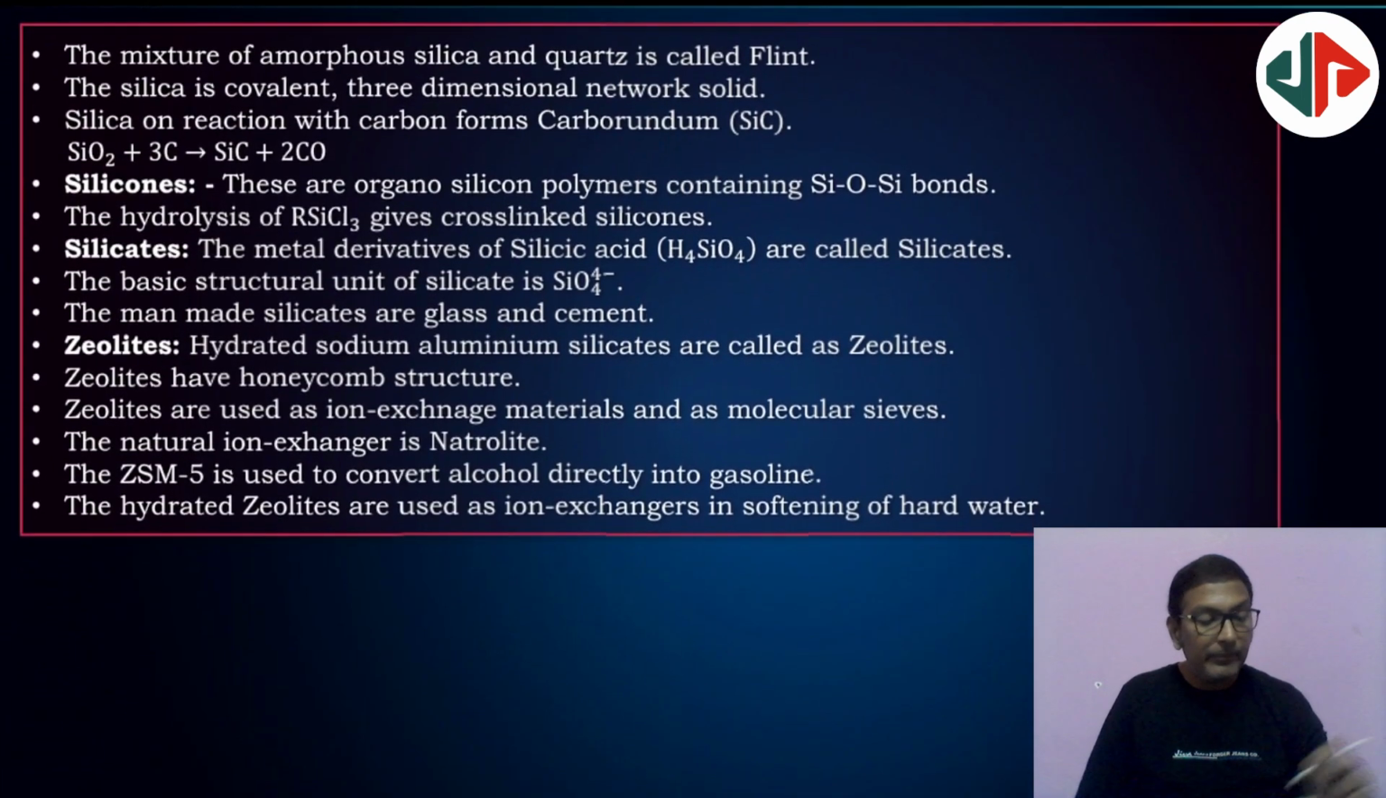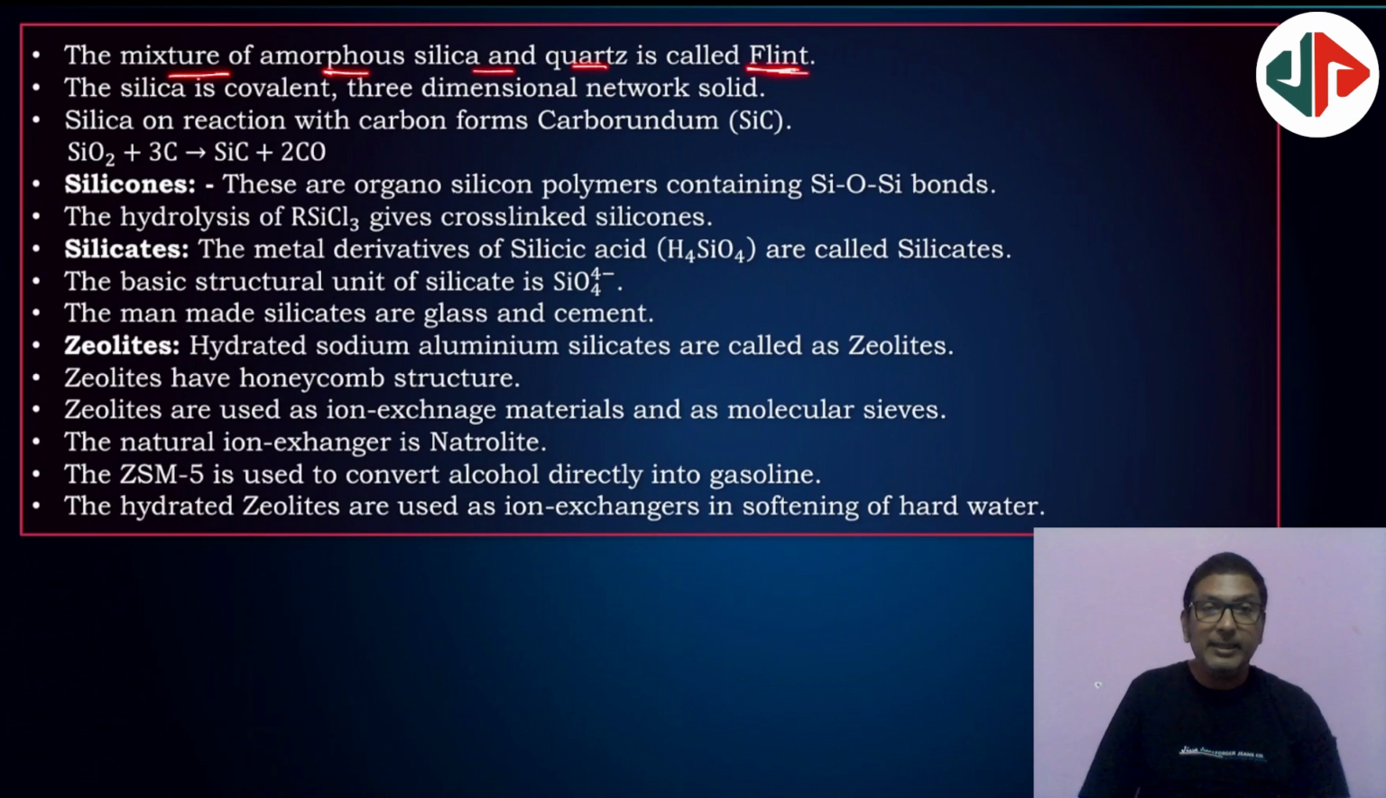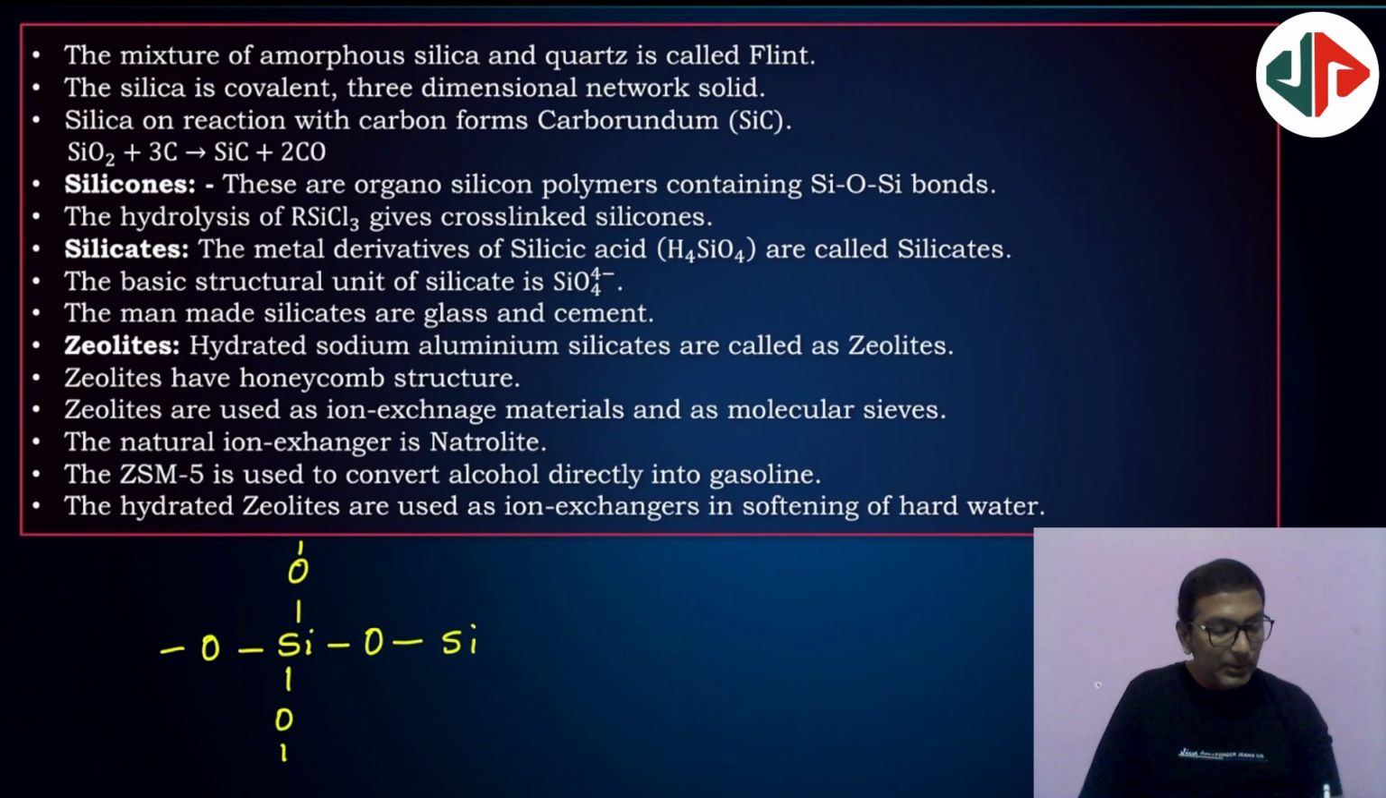Next, the mixture of amorphous silica and quartz is called flint glass. Silica is covalent, three-dimensional network solid. Silica means we can draw structure like this. Each silicon is bonded with 4 oxygen atoms, here and so on. Each oxygen is bonded to 2 silicon atoms. Three-dimensional arrangement.